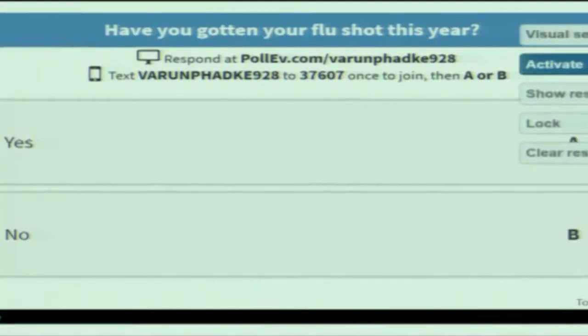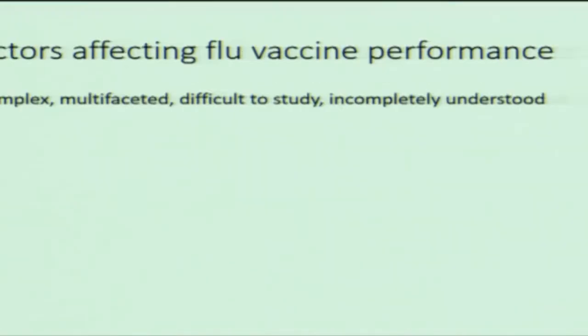So I'm just going to skip this in the interest of time because this is probably not going to work. So there are several factors that have been implicated in influenza vaccine performance. And I can tell you, before I even get into the discussion, that it is complex, multifaceted, very difficult to study because of a lot of confounding variables, and incompletely understood.